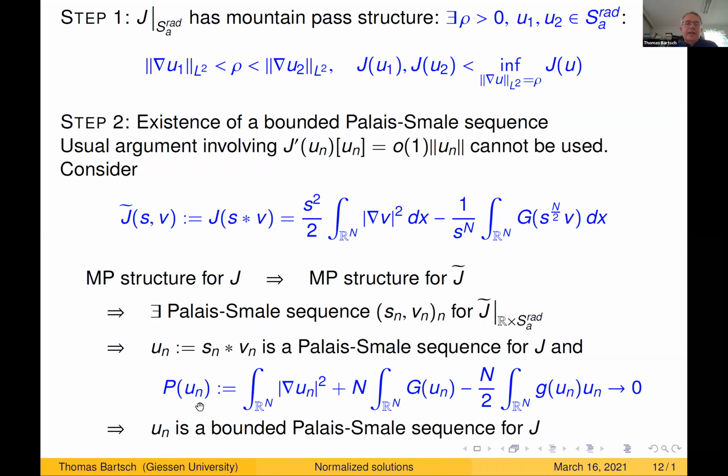Observe that the identity P of U equal to 0 is the Pohozaev identity, which is satisfied by solutions of our problem anyway. So with this trick of Jeanjean, we get a Palais-Smale sequence for our functional J, such that also the Pohozaev identity is almost satisfied.